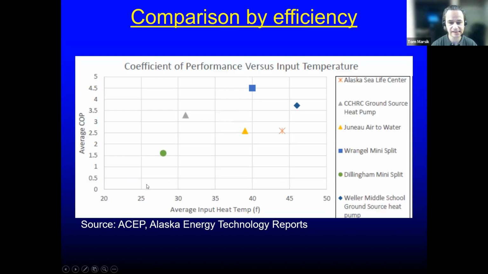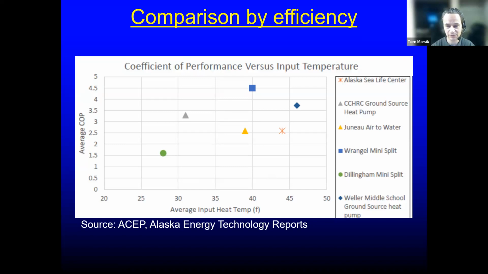So the Alaska Center for Energy and Power also looked at their efficiency, which means they looked at the coefficient of performance of some of the heat pumps that they studied. And here again, you have the different types of heat pumps. And when you look at the data points, they are all over the place. Again, we cannot just make a conclusion to say one type is more efficient than other types.